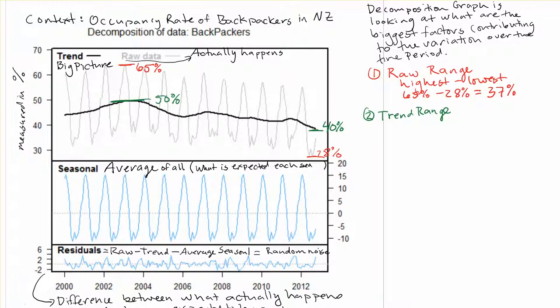So same thing we did for the raw range. You need to calculate the highest minus the lowest. So in this case it is 50% minus 40%, and we're going to get ourselves to 10%. So in the trend, there's maximum range there from the highest point to the lowest point, a change of 10% from when it was highest to when it was lowest. So again, this 37 here is telling us what the actual change was between the highest point and the lowest point. And the 10% here is telling us what the change was between the highest and the lowest point of the trend. So the next thing we're going to want to calculate is going to be our seasonal range. So number three is going to be the seasonal.